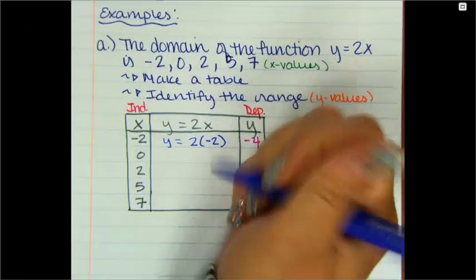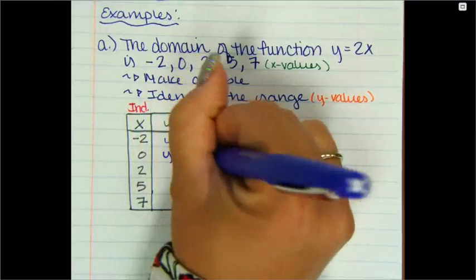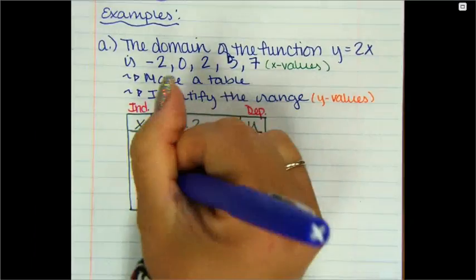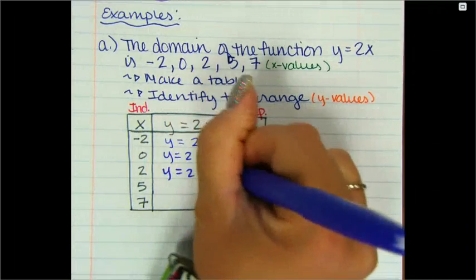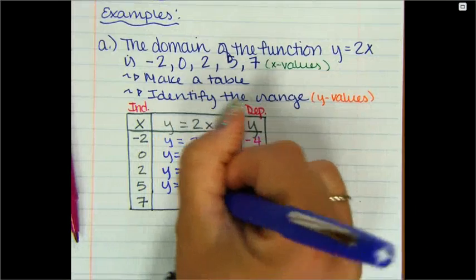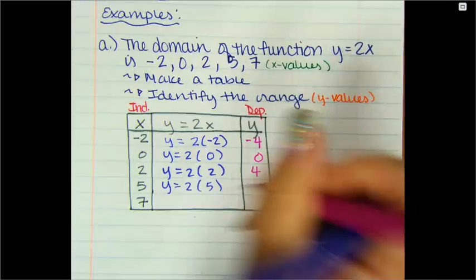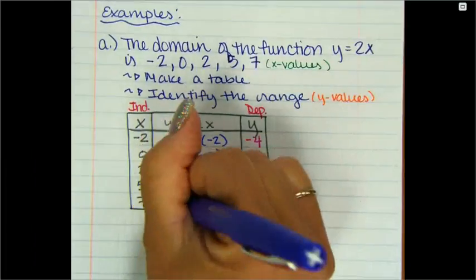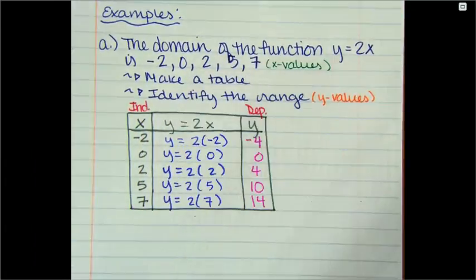Ready? All right, when we plug in 0, we get y equals 2 times 0, which my answer is now what? 0, very good. I plug in 2, so I get y equals 2 times 2. My answer is what? 4. I get y equals 2 times 5, which is? Good. And lastly? 14. 2 times 7. Good. All right, we good?